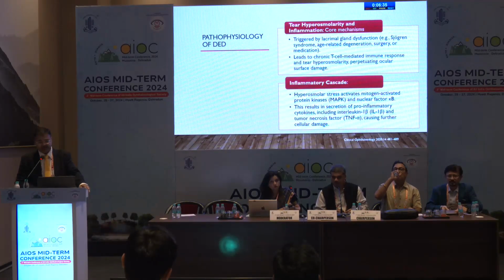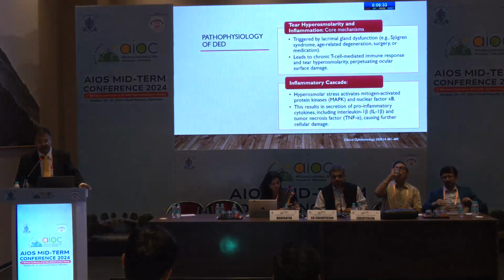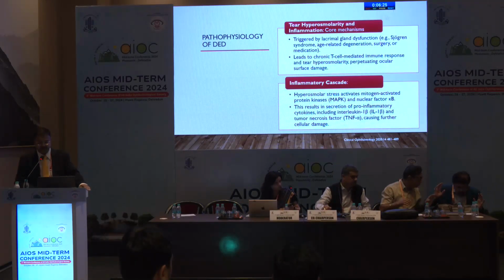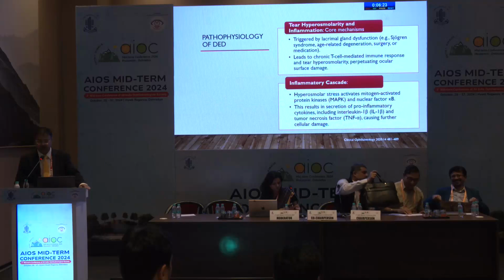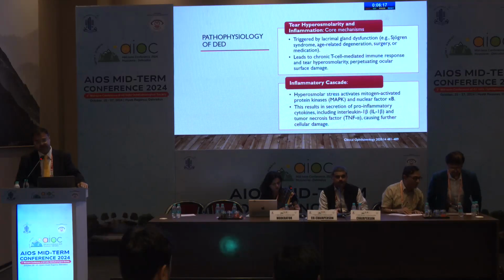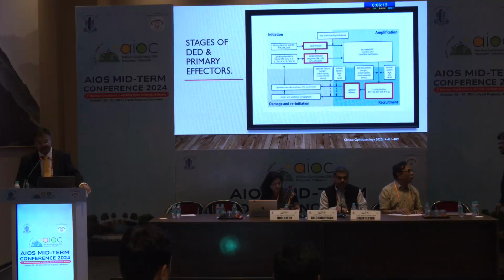Coming to the pathophysiology of dry eye, we all know that the most common pathophysiology is tear hyperosmolarity and inflammation, which is the core mechanism. It is triggered by lacrimal gland dysfunction, which leads to a chronic T cell mediated immune response and tear hyperosmolarity, perpetuating the ocular surface damage. There is an inflammatory cascade because of this tear hyperosmolarity, which causes release of interleukins and other chemical mediators.